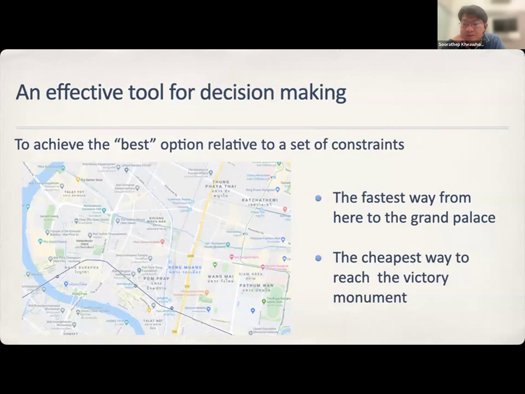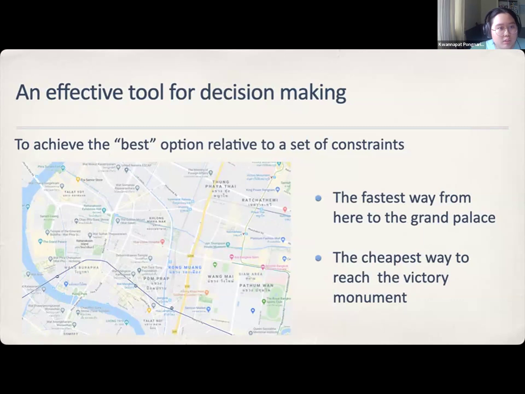Can you explain this process, to choose the fastest way to the Grand Palace? First we have to think which transport we can take, like MRT, BTS, boat or bus. There are many ways to go.